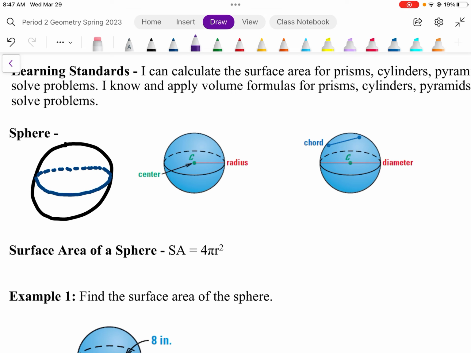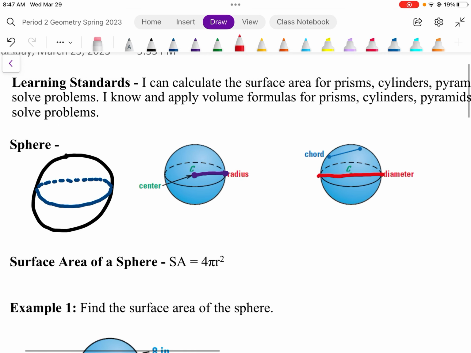For a sphere, there are some pieces that you need to know. The point in the middle of all the sides and the circles is the center. And the distance from the center to the outside is the radius. The radius is equal all the way around the sphere. Just like with a circle, the diameter is the entire distance from one point to the opposite point, and the radius is half of the diameter. So radius equals diameter divided by 2.